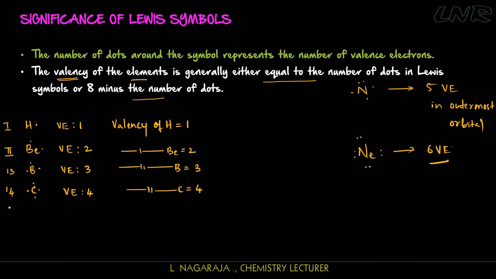And next let us take the 15th group elements, that is the nitrogen family. So this nitrogen has 5 valence electrons. So the valence electrons of the 15th group elements is 5. Up to the 14th group, that is the first group, second group, 13th group, and 14th group elements, valency is equal to the number of dots in the Lewis symbol.